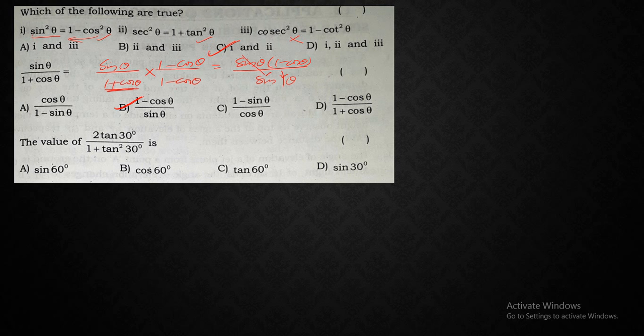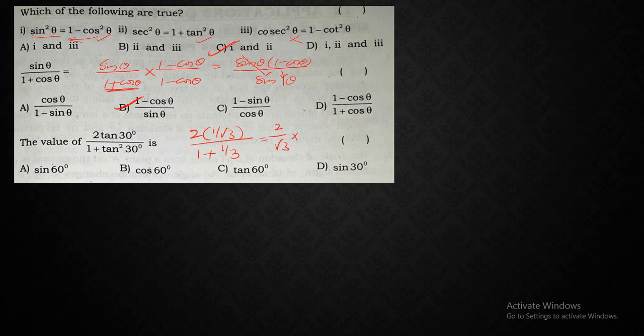Okay, so sin theta by 1 plus cos theta can be written as 1 minus cos theta by sin theta. Next, the value of 2 tan 30 by 1 plus tan square 30. So 2 into tan 30 value, 1 by root 3, by 1 plus 1 by root 3 whole square is 1 by 3. So when I take LCM, this is nothing but 2 by 3 into, so 3 plus 1, 4 by 3.